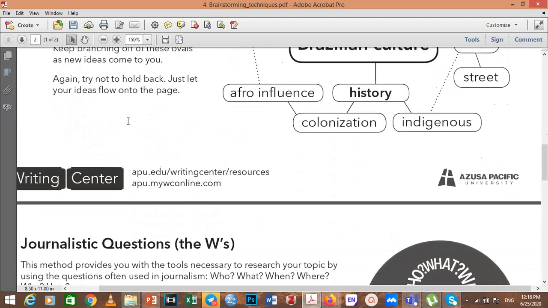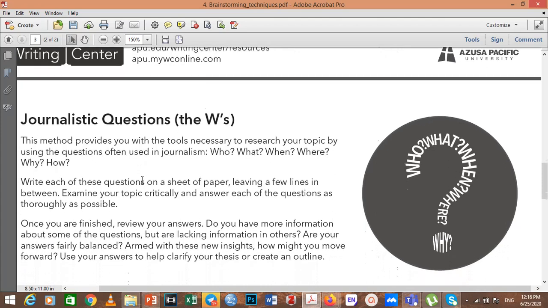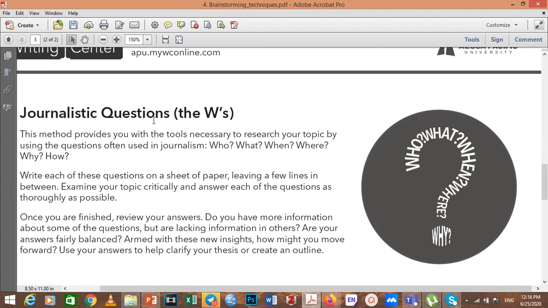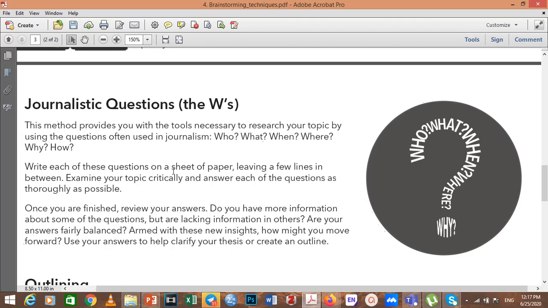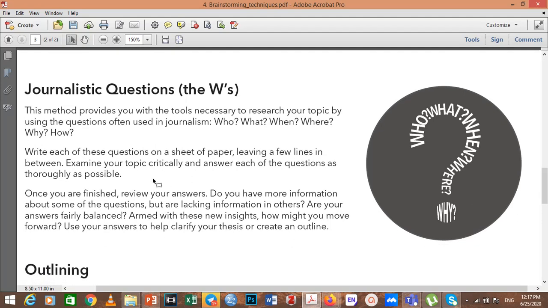How about journalistic questions? Journalistic questions are like the questions that journalists ask every time. This method provides you with the tool necessary to research your topic by using the questions often used in journalism: who, what, when, where, why, and how. So usually when you get a topic, you ask these questions. Write each question on a sheet of paper and leave a few lines in between. Examine your topic critically and answer each of the questions as thoroughly as possible.